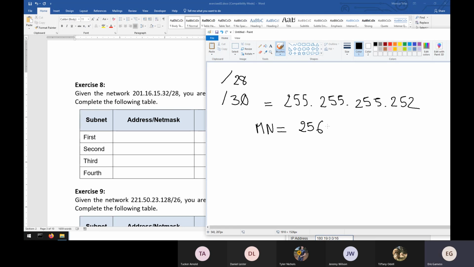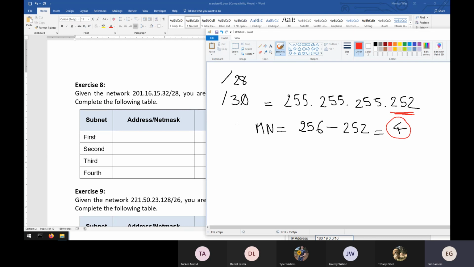Exactly. 256 minus the last byte that is not 0, which is 252, gives me 4. And the magic number, as you can see, is in the 4th byte. It's not in the 3rd byte. In the previous exercise, it was in the 3rd byte. Here it is in the 4th byte. So I have to go by steps of 4 in the 4th byte.